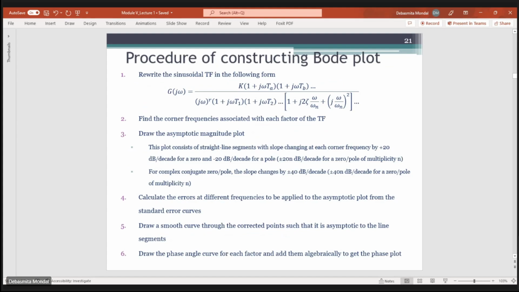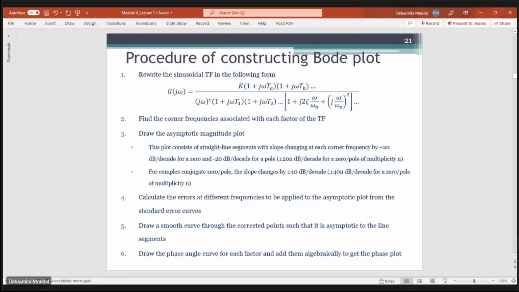So till now we have seen how the Bode plot will look like for a first order factor, and for a second order factor. Obviously, a final or complicated system will not have such simple factors; it will have a combination of all different factors. So how would you draw the Bode plot? These are the general steps.